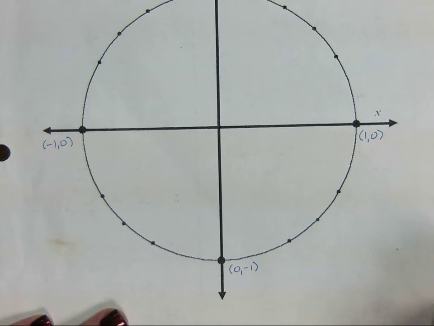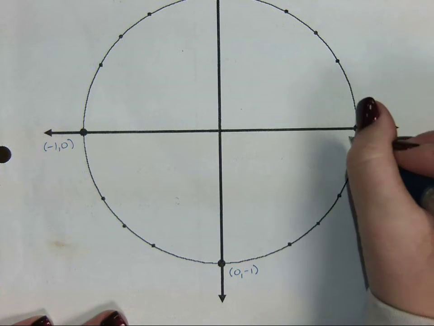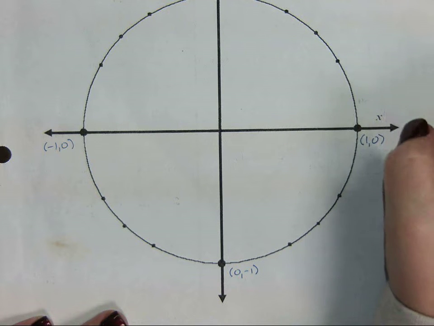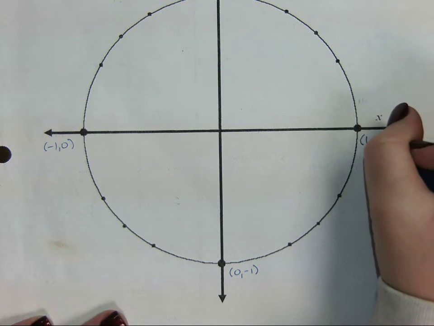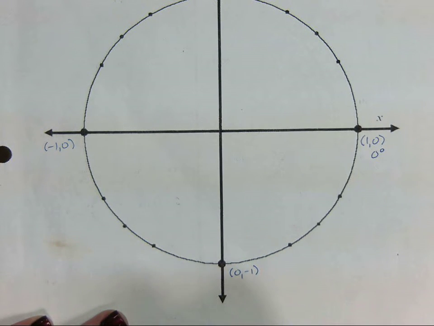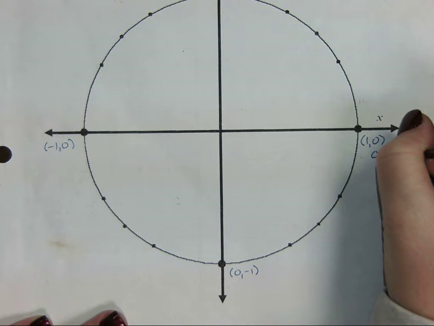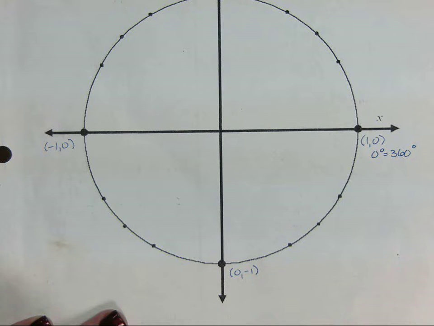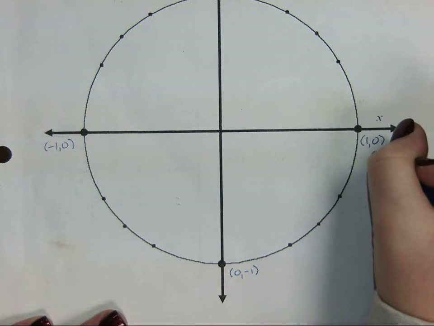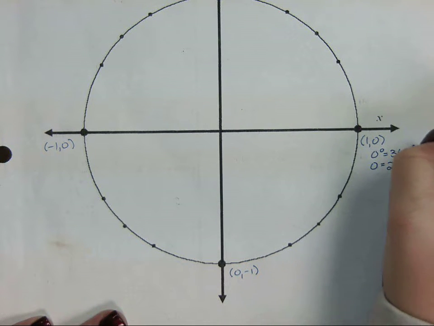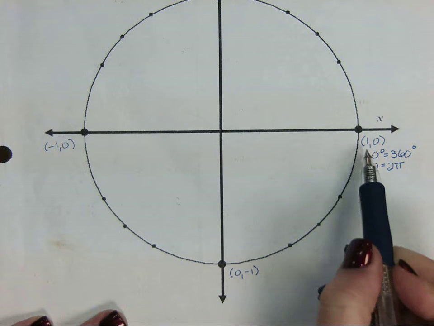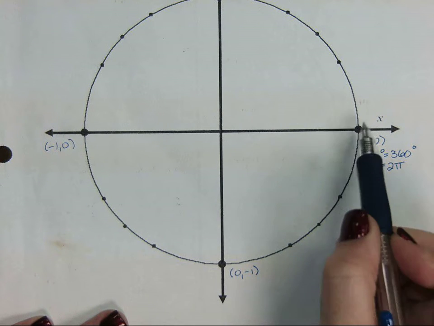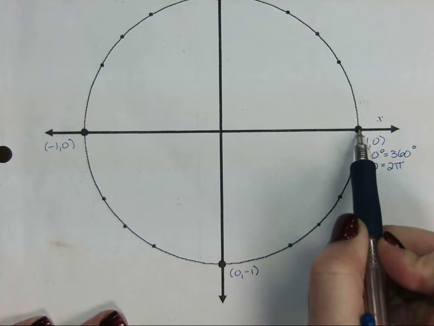So things to remember is that when you're dealing with degrees, here on the x-axis, which is always our initial side, this is always 0 degrees. And when we make one full rotation, it will be 360 degrees. And when we are in radians, it's 0 radians or 2 pi for one full rotation.